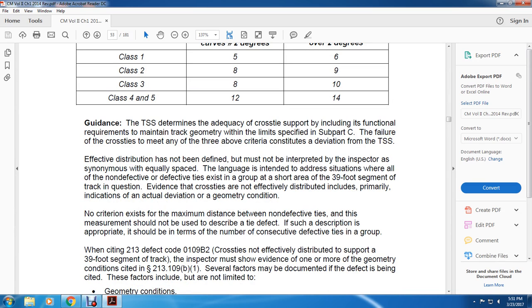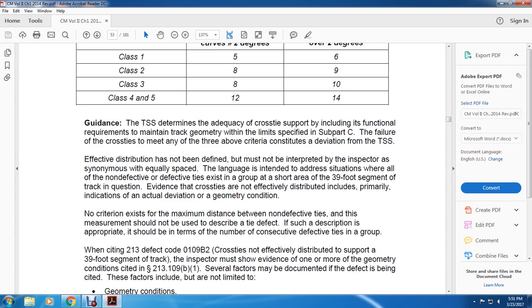Guidance: the track safety standards determine the adequacy of the cross tie support, including the functional requirement to maintain track geometry within limits specified in subpart C. If the failure of the cross ties meets the above criteria, that constitutes a deviation of the track safety standards. Effective distribution has not been defined, but it must not be interpreted by the inspector as synonymous with equally spaced. The intent is to address the situation where all non-defective ties exist in a group in a short area of the 39-foot-long track in question.